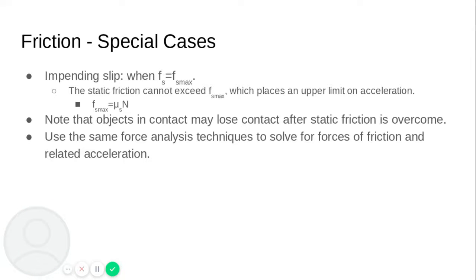Also note that it is possible for objects in contact to lose contact after static friction is overcome. This is because, especially if they're different masses, if the coefficient of kinetic friction is the same, then one will move with greater acceleration than the other, the one that is less massive. And then we just want to use the same force analysis techniques that we went over in the last video to solve for forces of friction and related acceleration.